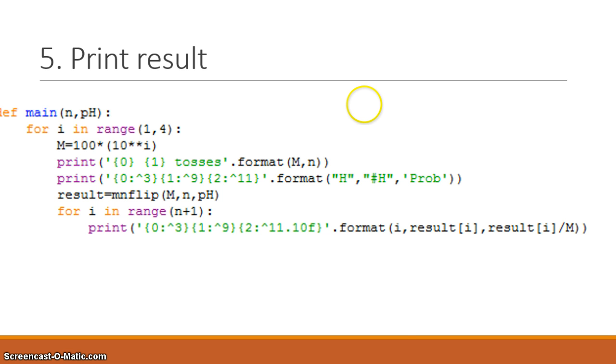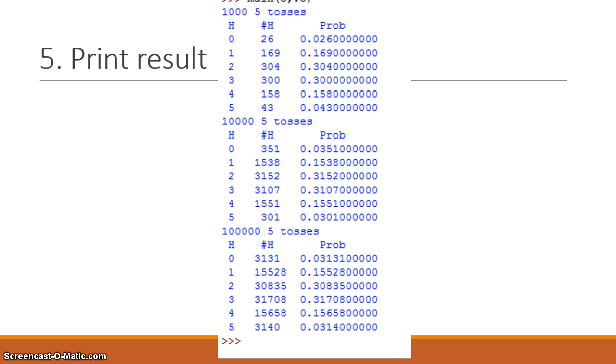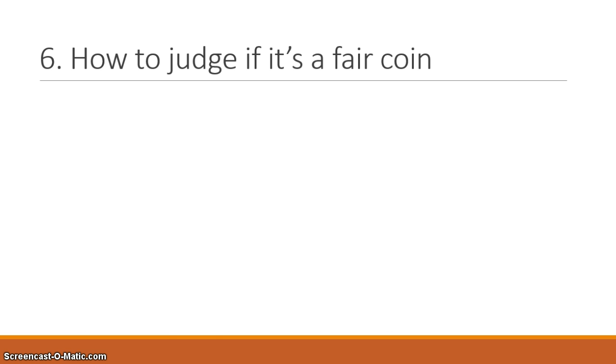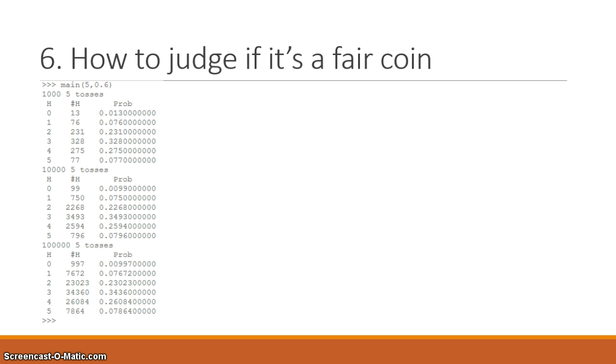So now we see the example, the sample run. It shows the head count, the number of times, and the probability of each case. So that's it. And in this part, I will show you how to check if it's a fake coin or not.